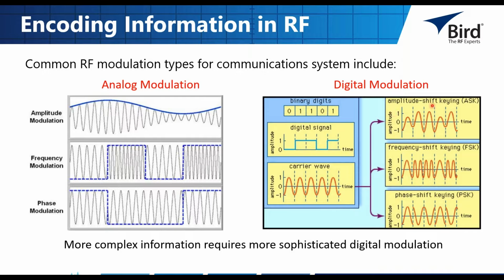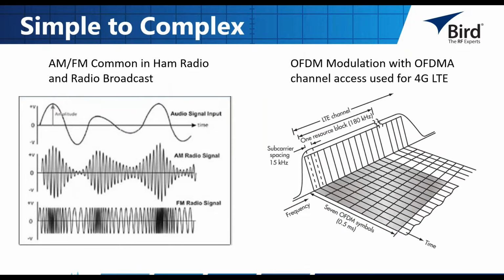Here I have an example where we're manipulating the amplitude, frequency, and phase to indicate zeros and ones. This can get a lot more complex as we move into more sophisticated digital modulation schemes, but it's good to get a rough idea of how we encode that information. When thinking from a simple type of modulation to a more complex one, what comes to mind first is something like an audio signal encoded using AM or FM.